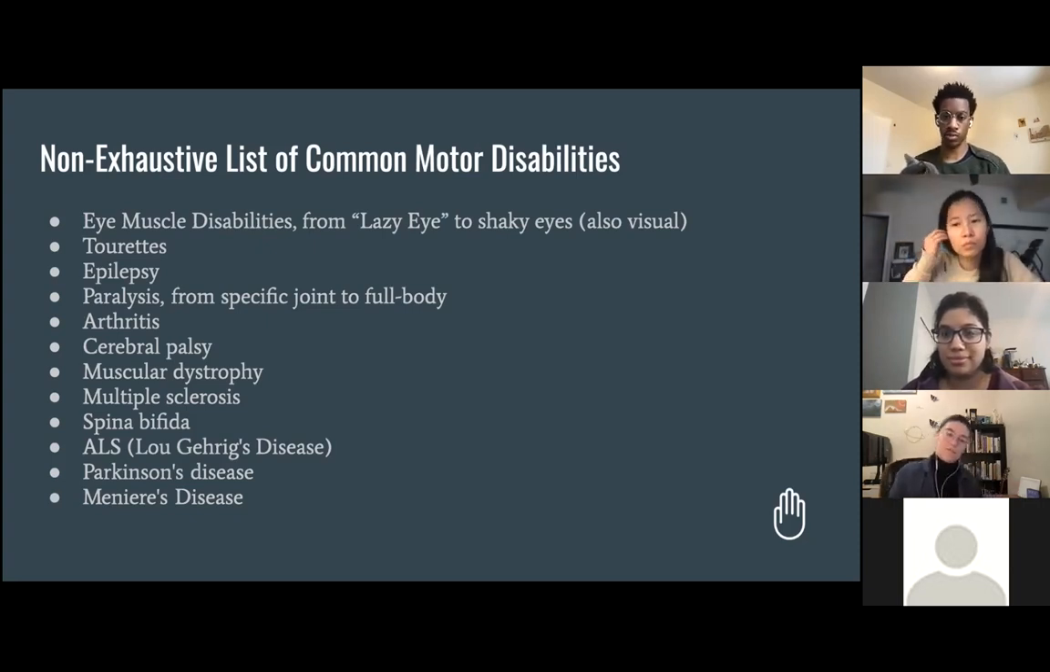Eye muscle disabilities. I don't know if you know about this, but some people's eyes will shake, and that can impact vision. And then Tourette's, paralysis, obviously. It's a long list, and it goes all the way to Meniere's disease and Parkinson's disease. This goes from not being able to move a joint at all to maybe not being able to control how you move.